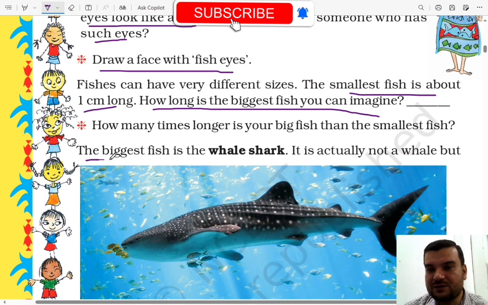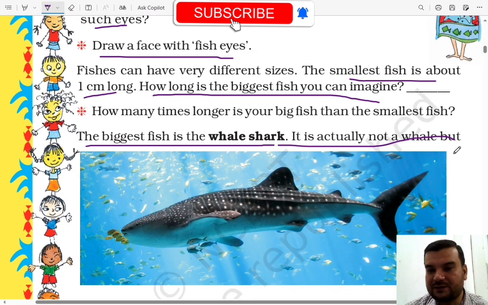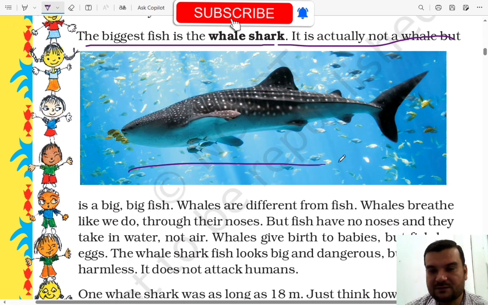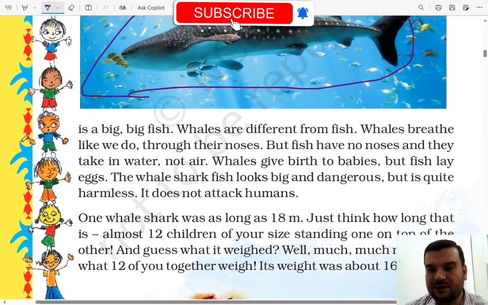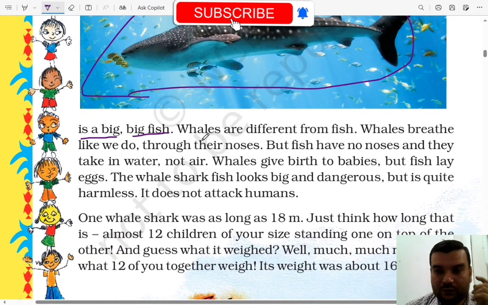The biggest fish is the whale shark. It's actually not a whale, but you can see this whale shark. It is actually not a whale, but a big fish. Whales are different from fish. Okay, so what it's saying is, whales are different from fish. We cannot compare it with the fish.